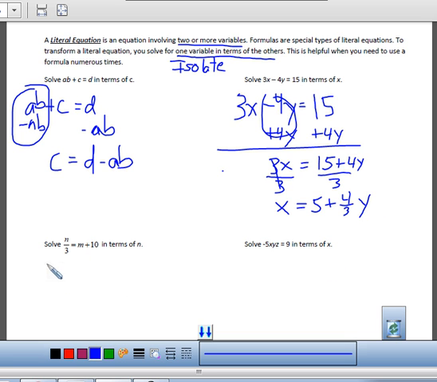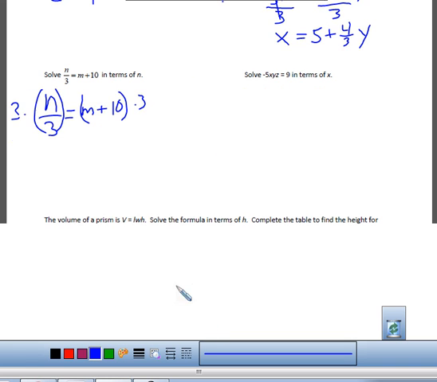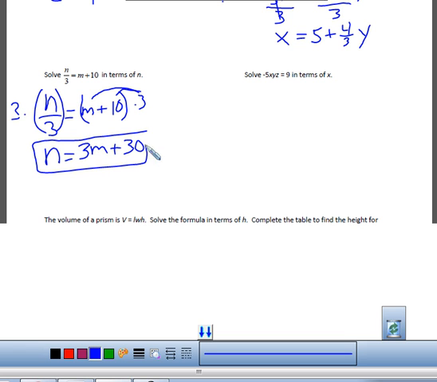Okay, the next one. n over 3 equals m plus 10. In terms of n, so I want to get n by itself. So to do that, on both sides I'm going to multiply by 3, times 3. Now you could leave this the way that it is with the 3 outside of the parentheses, but I think it makes sense to go ahead and distribute, and you get 3m plus 30. And there's your answer for this one.